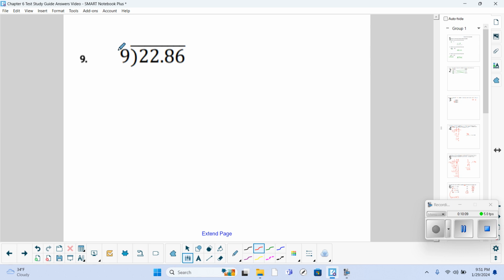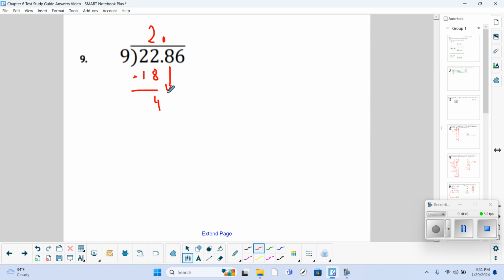Alright, now we've got some plain old divisions. How many times is 9 going into 22.86? Alright, well, my decimal place is going to go right there. Let's do some math. 9 goes into 2, it doesn't. 9 goes into 22. How many times? Well, 3 times 9 is 27, so that's too much. So 2 times 9 is 18. My remainder is 22 minus 18 is 4.